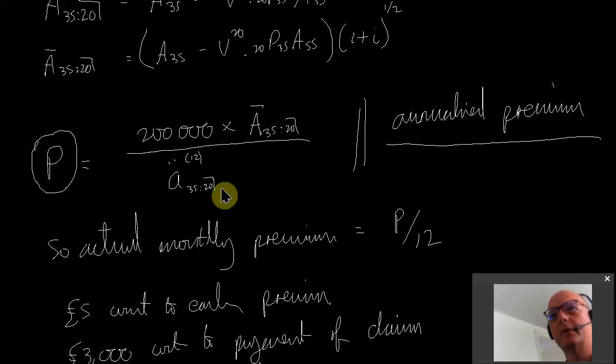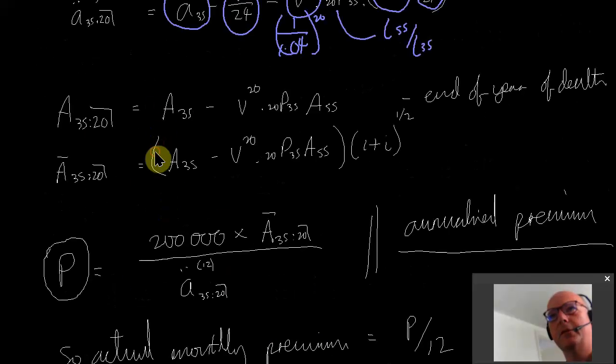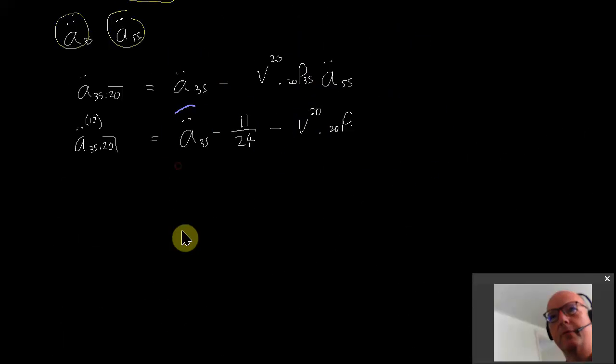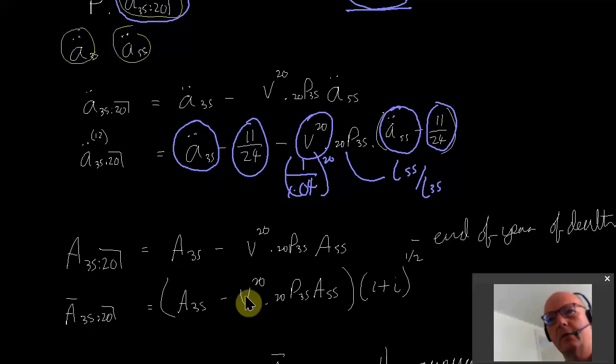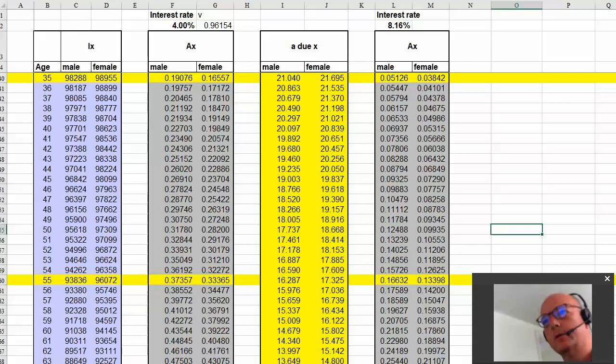Okay, well this was our premium calculation, and then before that we had the annuity calculation, and then we also had the assurance calculation. So let's do those step by step. So let's do the annuity calculation first.